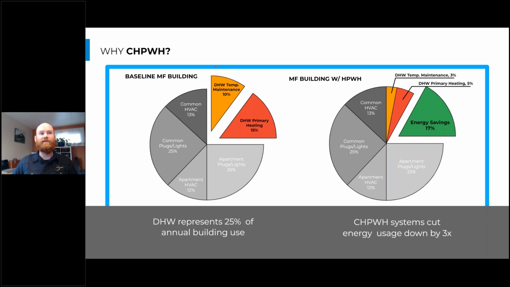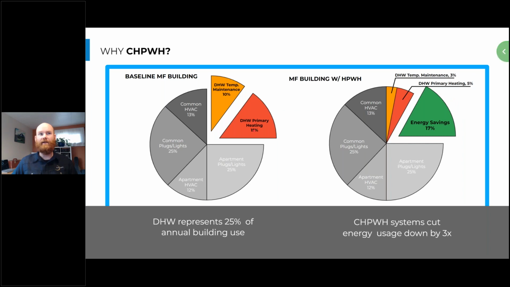And if we're focused on this domestic hot water load and we apply a heat pump water heater to that, we end up saving about 17% of the annual energy. So 17% of the total building energy can be saved just with this one technology, often replacing a more outdated gas water heater in the basement, or if it's new construction, a more efficient solution being installed there than a gas or electric system.